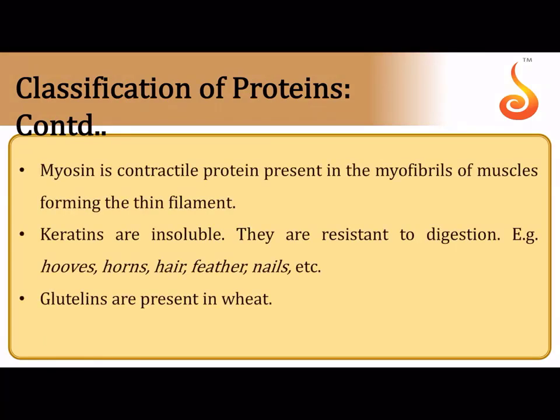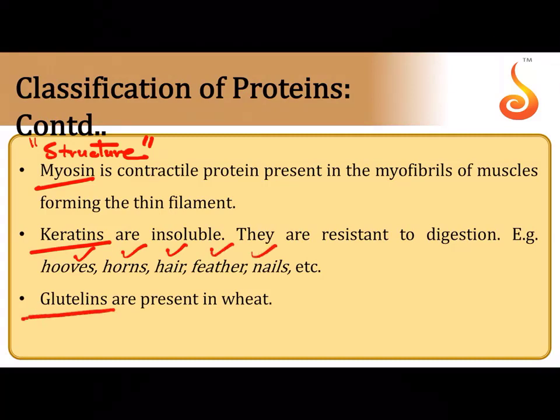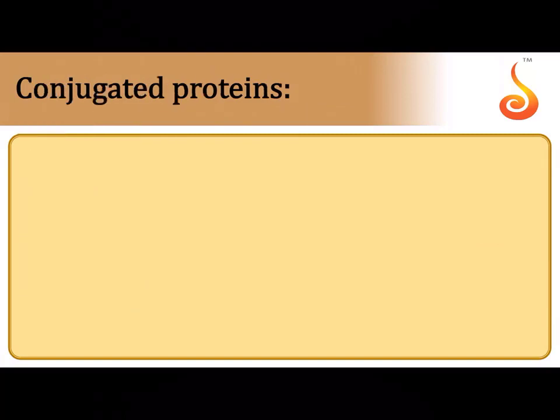Classification of proteins: we have myosin, which is a contractile protein, and these are all structural proteins basically, because they are components of some structure in a cell, so we call them structural protein. We have keratins, which make up our skin, and also several structures like horns, hooves, hair, feather and nails. And like I told you, glutelin, which is found in rice and wheat, is also a part of the structure of the wheat grain, and therefore it is put under structural protein.